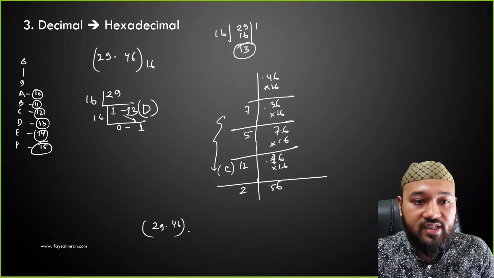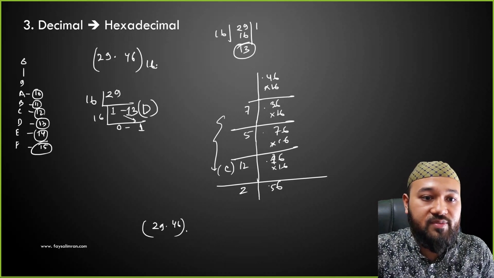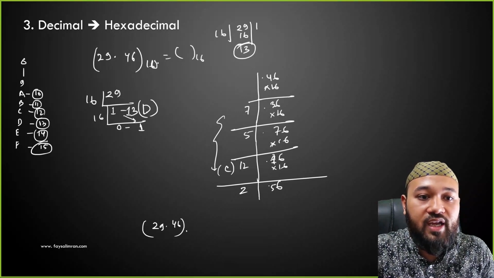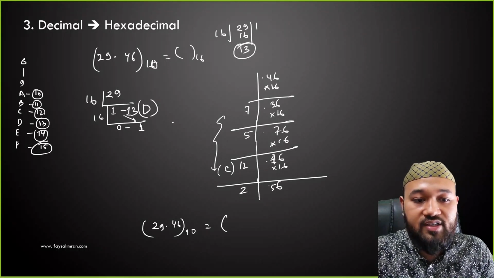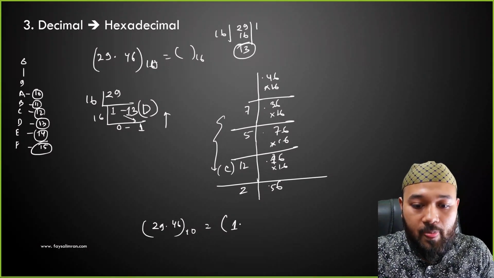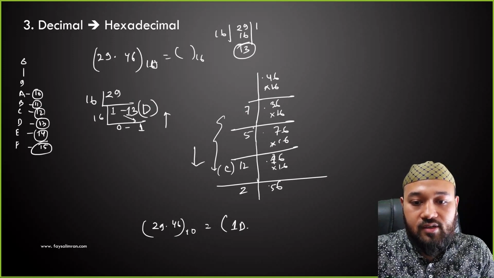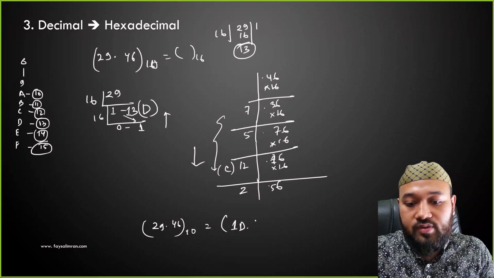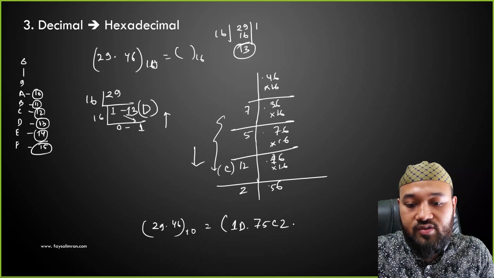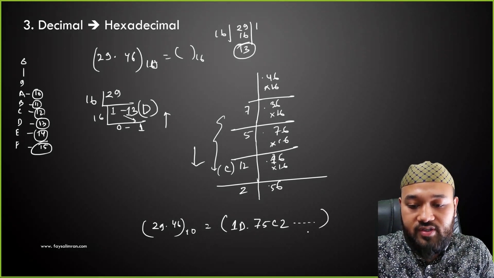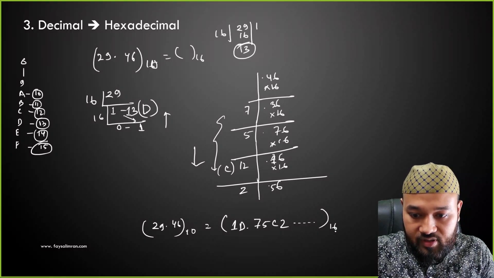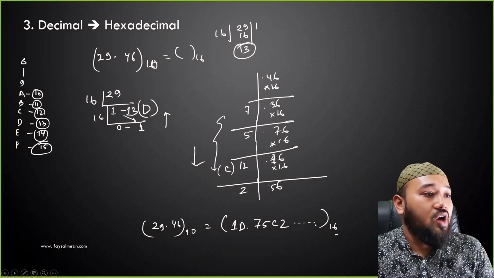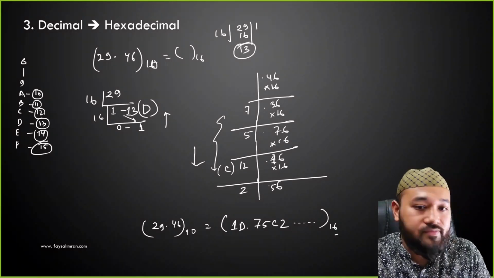So 29.46 is our decimal value, and we have to convert it to a hexadecimal number. The result is 1D.75C2, and this is a continuous process, so we have to put a dot. Here the base is 16. Okay, do you understand? Yes, sir.